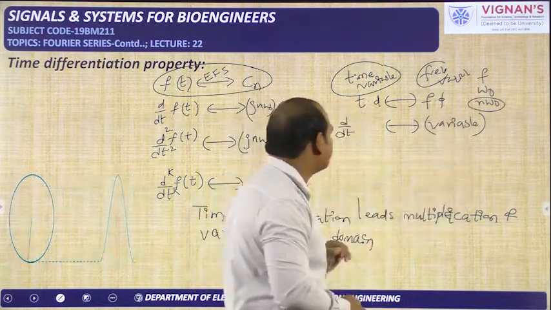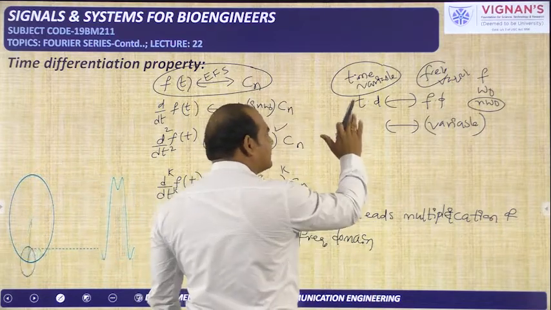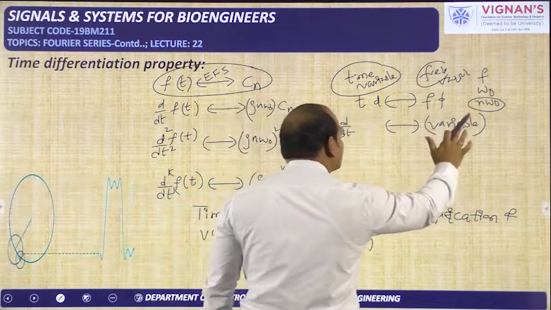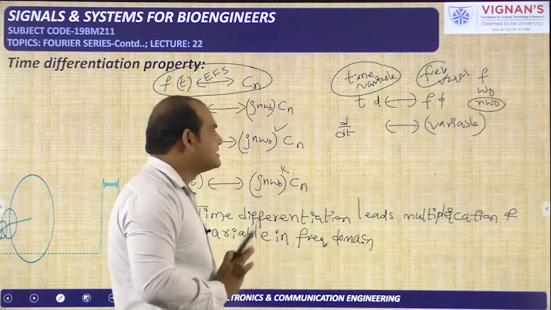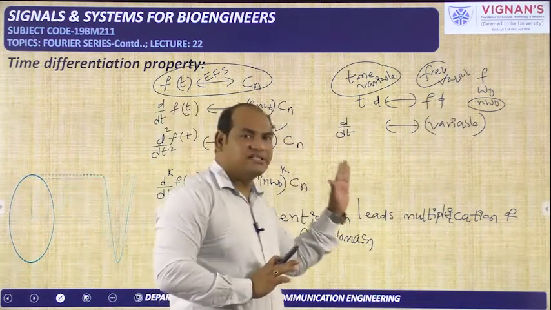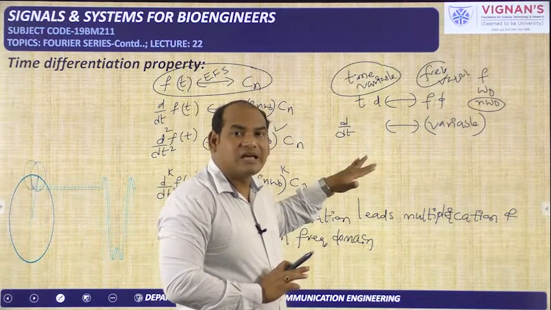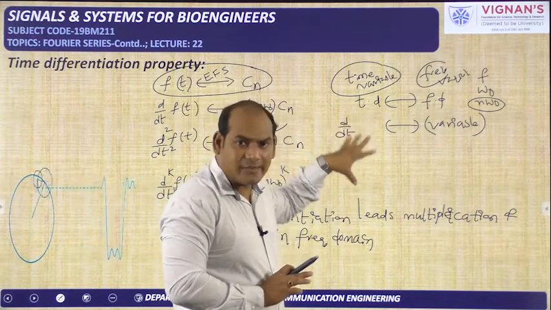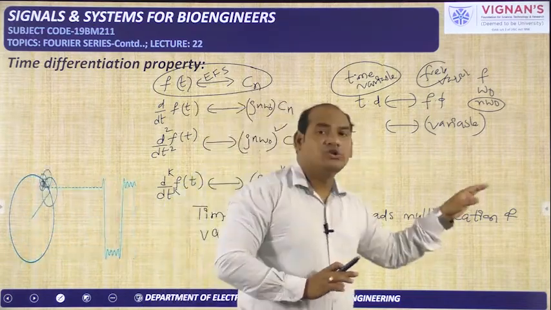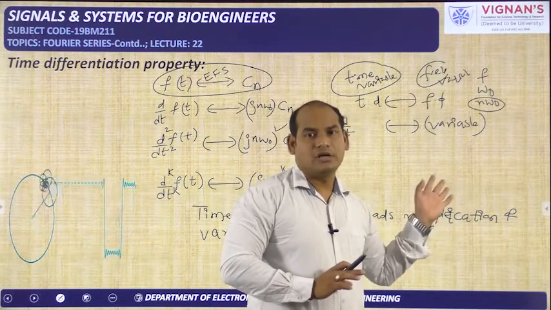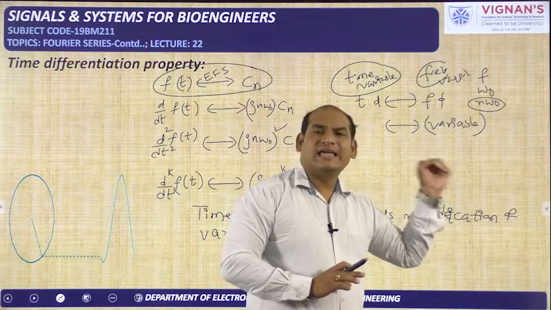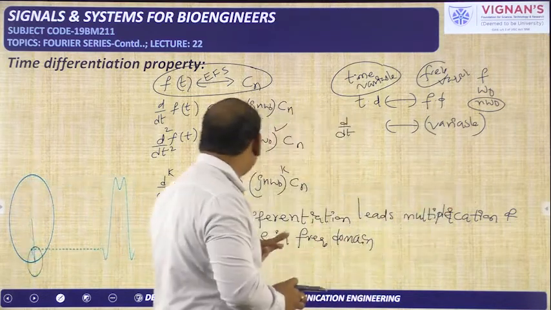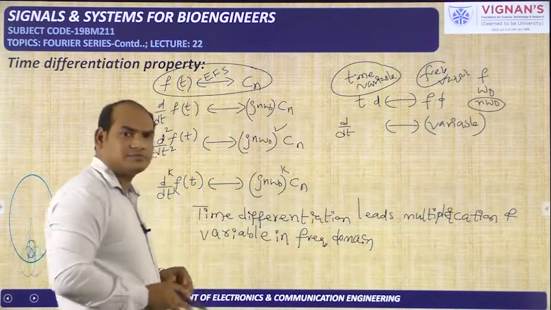So what I am telling is, if you do the differentiation in the time domain, in the frequency domain you need to multiply with its variable. We are doing the differentiation in the time domain. However many times you do the differentiation in the time domain, that many times you need to multiply with its variable. What is the variable in the frequency domain? Frequency only, that is n omega naught, or if you need the complete expression, jn omega naught.